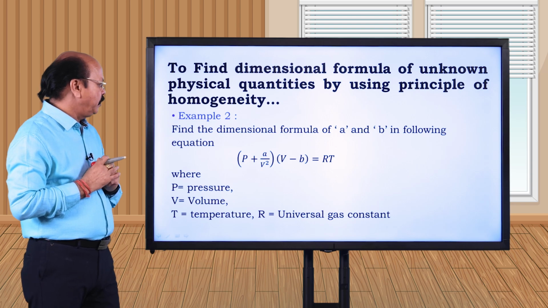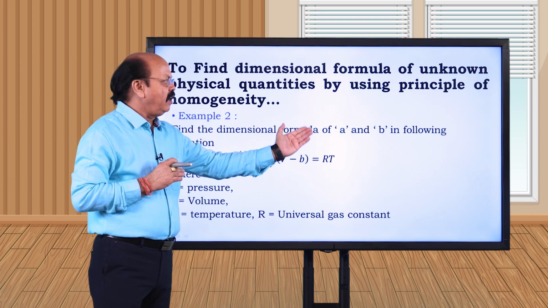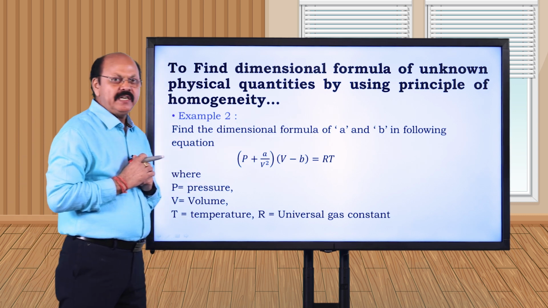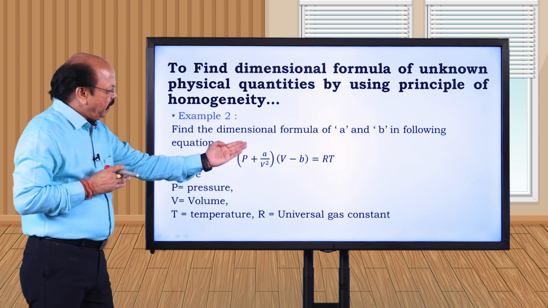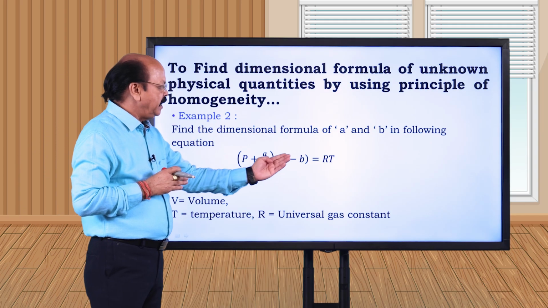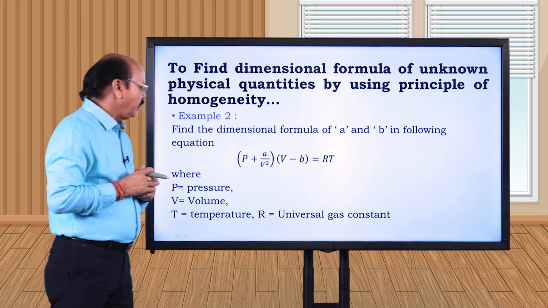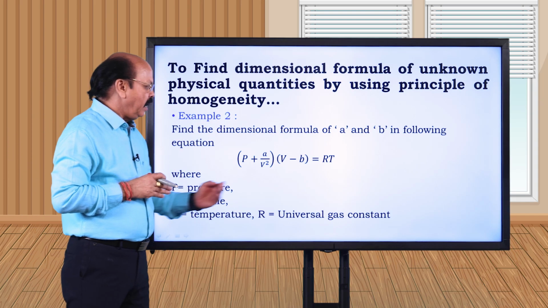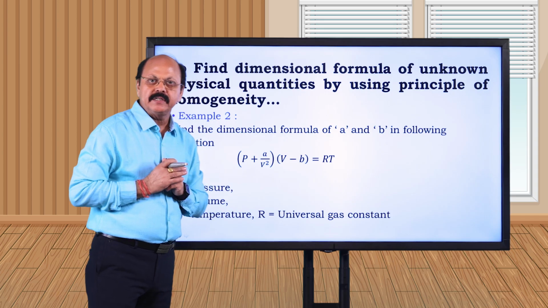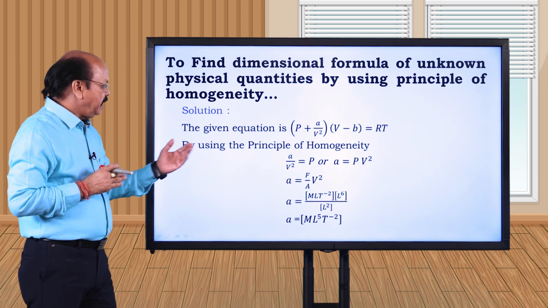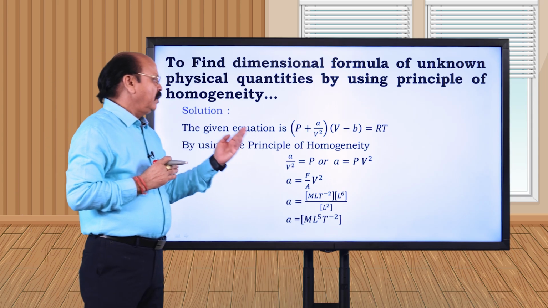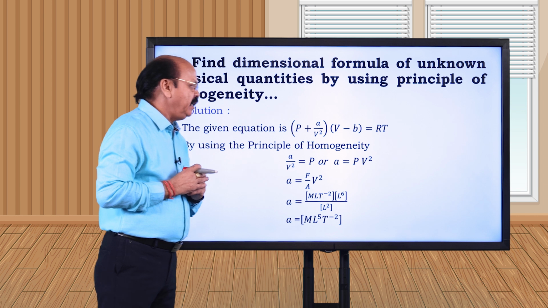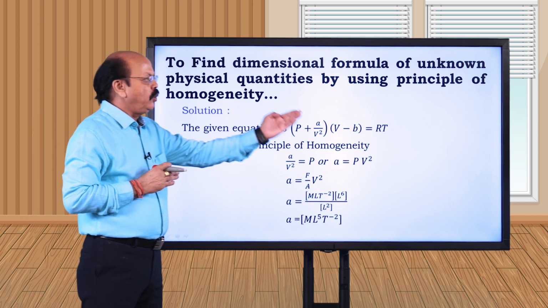We will take one more example to find the dimensional formula of unknown physical quantities. Now, we take example 2. Find the dimensional formula of a and b in the following equation, where a and b are the unknown physical quantities: (P + a/V^2)(V - b) = RT, where P is pressure, V is volume, T is temperature, R is the universal gas constant. Now, in the given equation, we have to apply the principle of homogeneity.